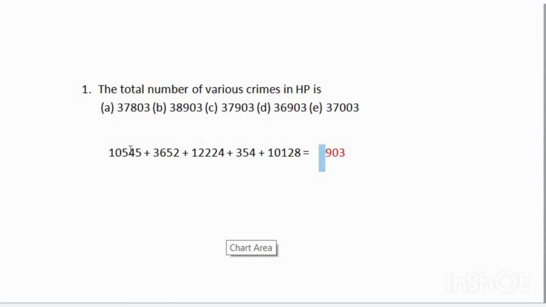Now thousands place: 0 plus 3 is 3, plus 2 is 5, plus 0 is 5, and that remainder 1. So 5 plus 1, it is 6. So write 6 here. Next, 1 plus 1 is 2, 2 plus 1 is 3. So write 3 here. So the answer is 36,903. Option D is the answer.